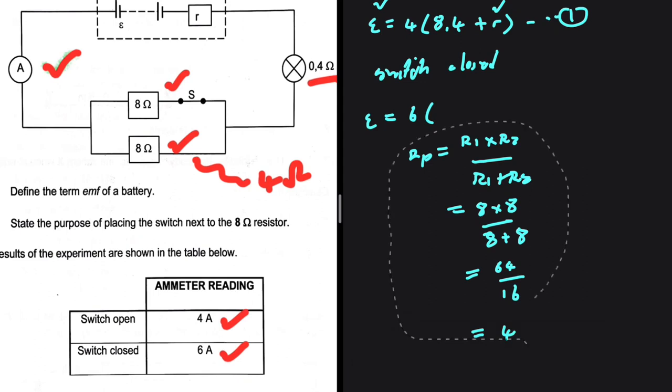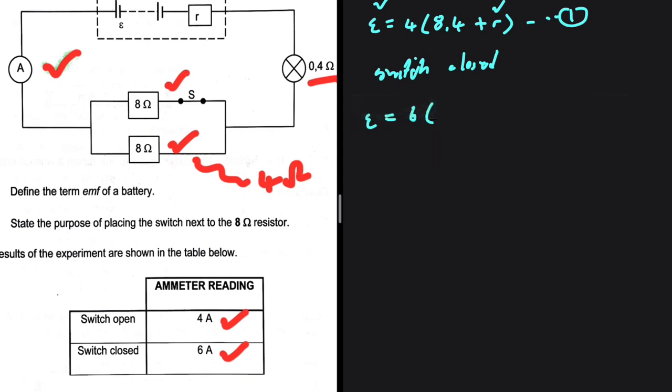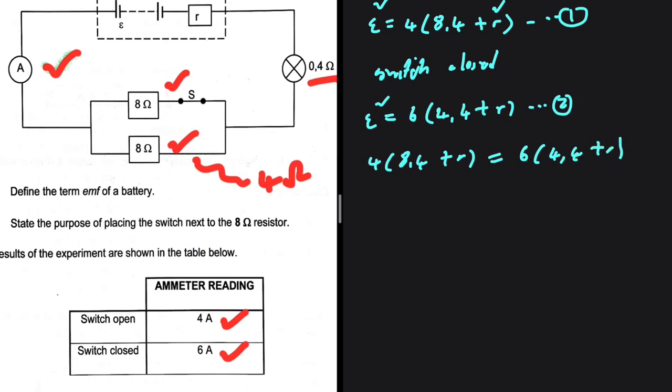Let's get rid of all this and substitute 4.4 in our equation. So we have 4.4 plus our internal resistance. This is our equation 2. We're saying that the EMF stays the same, so we can equate these two equations. We're going to have 4 multiplied by 8.4 plus the internal resistance equals 6 multiplied by 4.4 plus the internal resistance. Now it is just a matter of solving for R, and we're going to have our internal resistance. Let's go ahead and do that and see what we're going to have.